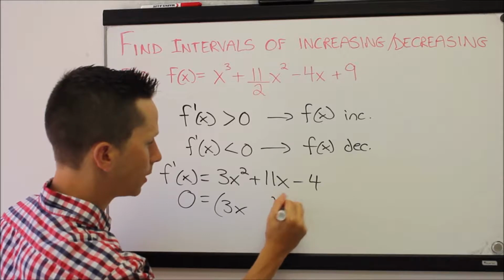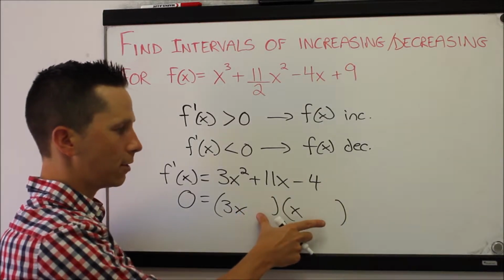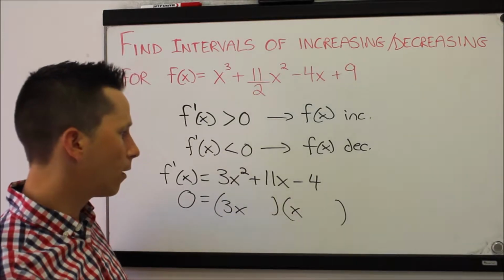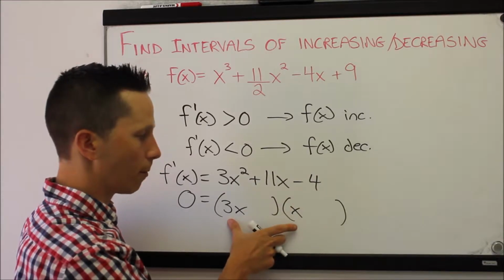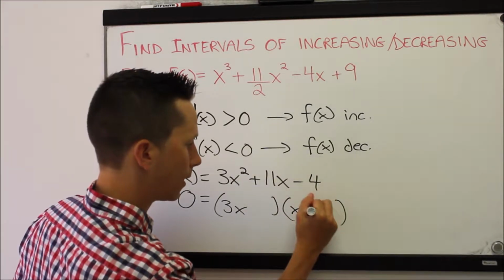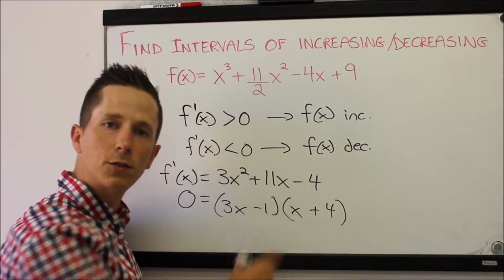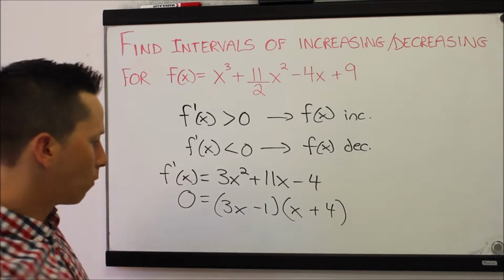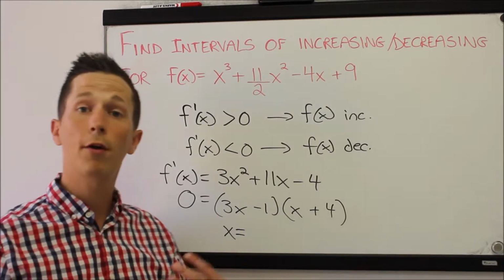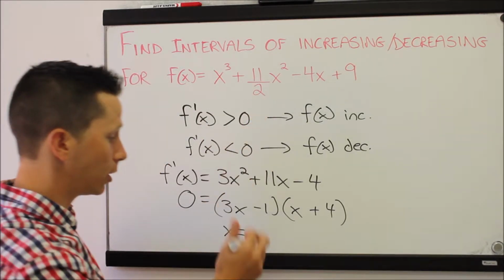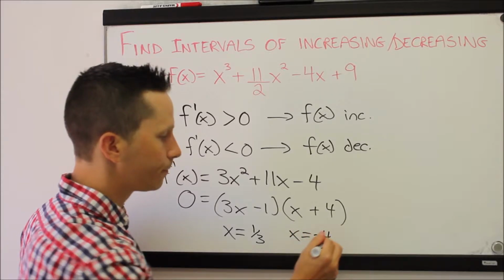Looks like this factors nicely into 3x and x. I need my last 2 numbers to multiply to negative 4 and add to positive 11 when they're multiplied by the 3 and the 1. So I can see that I'm going to have plus 4 here and minus 1 here. That'll get me 12x minus 1x, which is 11x. So from here I can tell that where the first derivative is 0 on my function is when x equals 1/3 and when x equals negative 4.